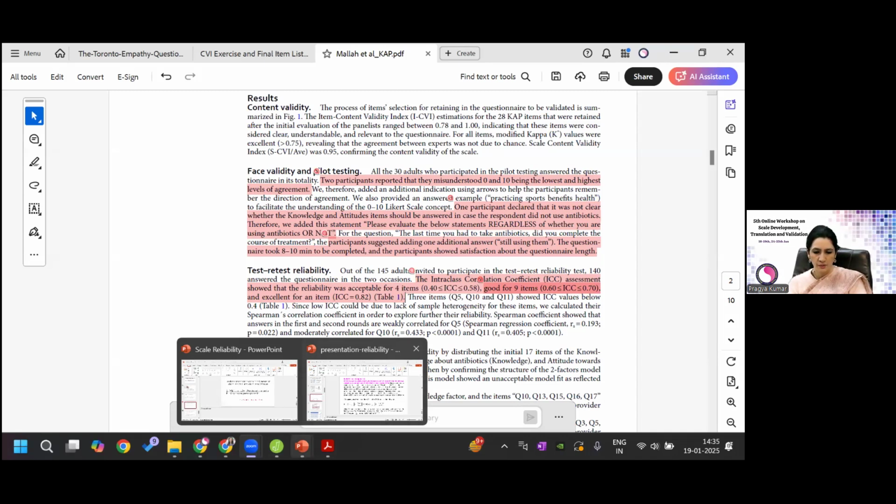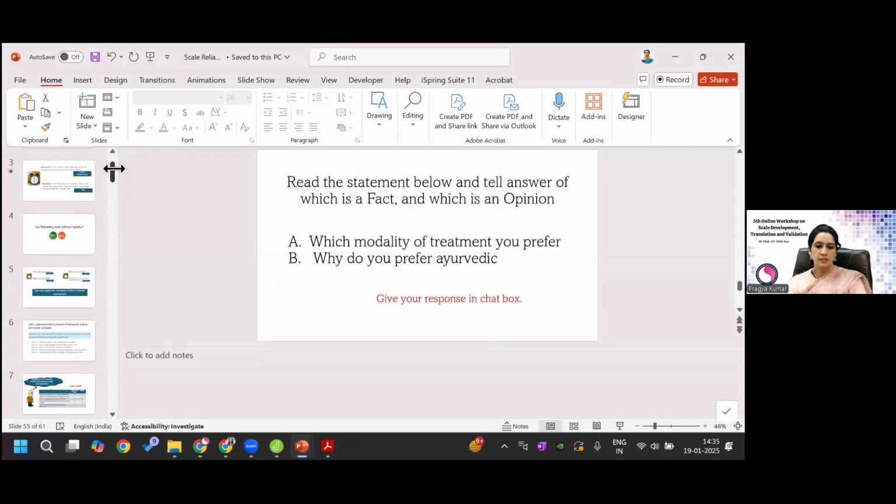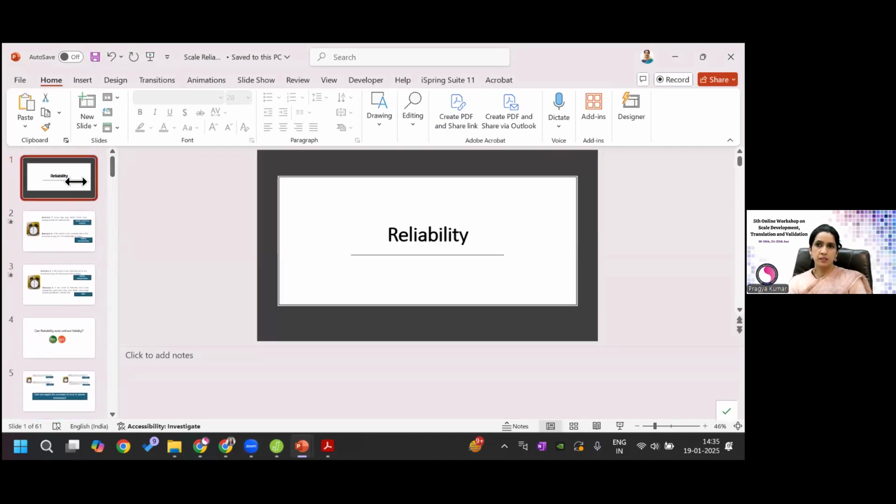So we are going to do the next. Let me summarize till now. We have seen the two types of measurement model, the reflective and the formative. And by this time you know what is the difference between reflective and formative.